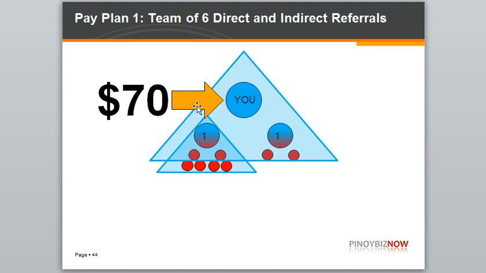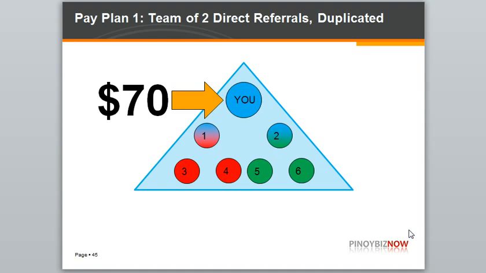Whenever you have a group of 6 under you, you earn $70. Or, you can have a team of 2 direct referrals. You only invited 2. And each of them invite 2. Again, you have a group of 6. And there's your $70. Or you can work and find those 6 people on your own. You have a group of 6.